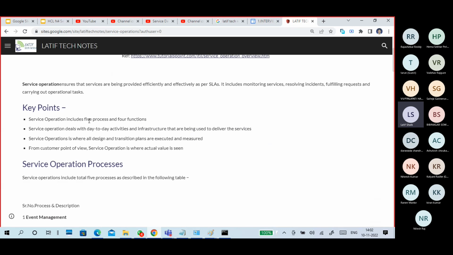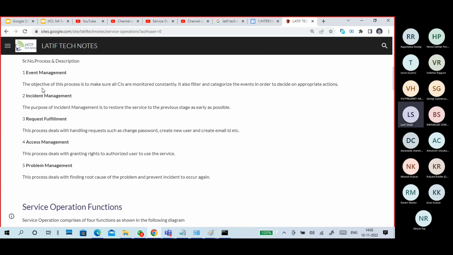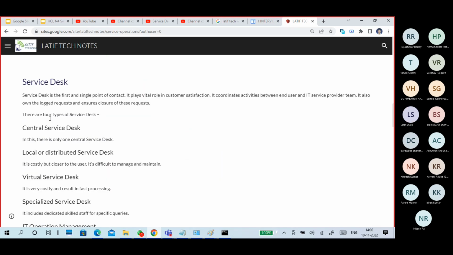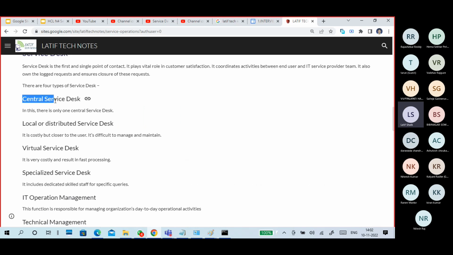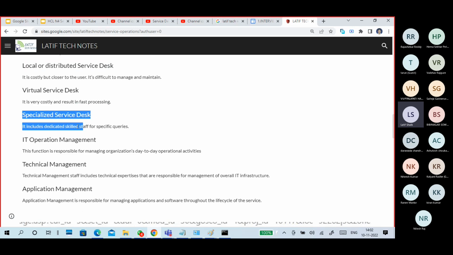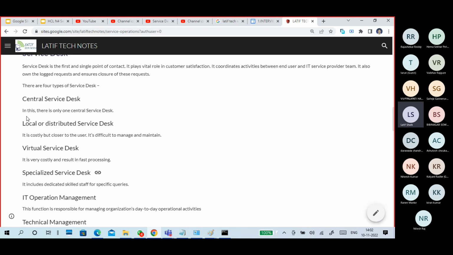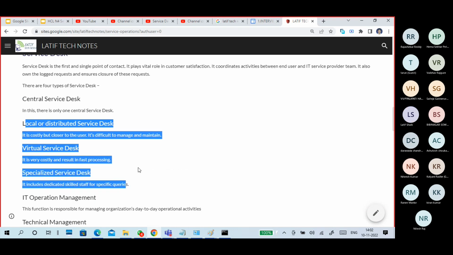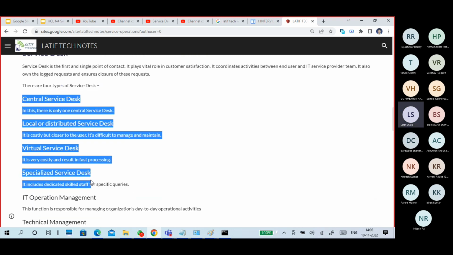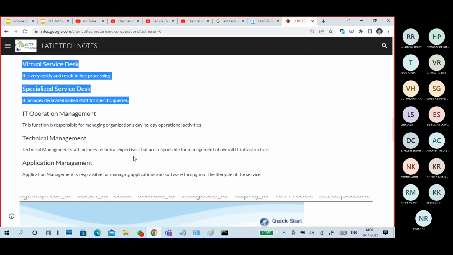But here it is service operations. What are the service operations? What is an event? What is an incident? What is a request? What is access? What is a problem? There are different types of service desk: central service desk, local or distributed service desk, virtual service desk, specialized service desk. These are the four types of service desks.